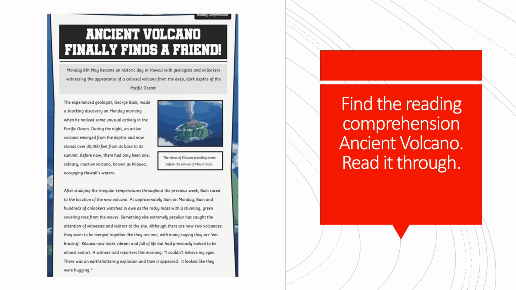Before now, there had only been one solitary inactive volcano, known as Kilauea, occupying Hawaii's waters. Solitary means that it's by itself. Okay, inactive means that nothing's happening. And there you have a picture of the views of Kilauea standing alone before the arrival of Mount Bain.